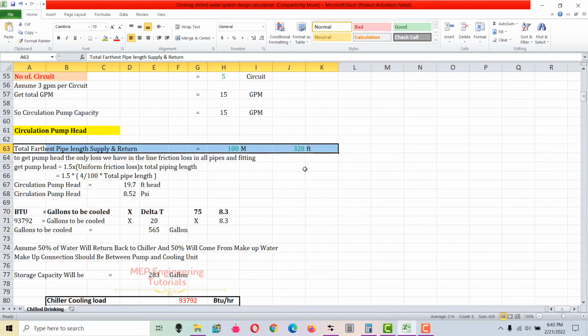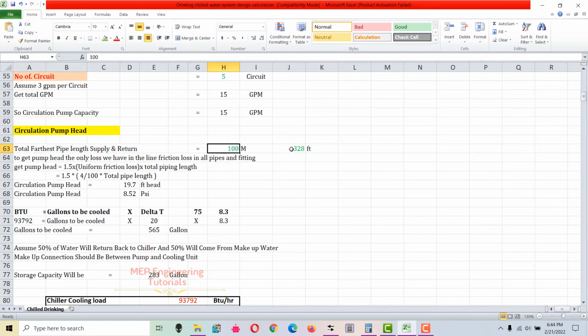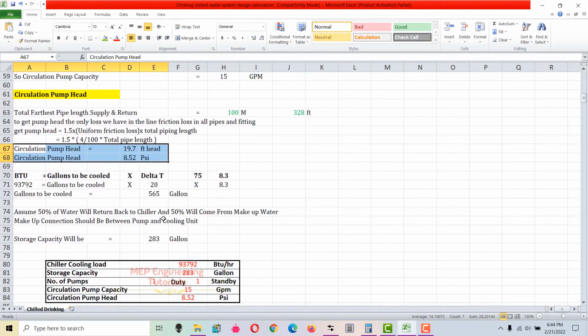That means from the source of supply, which in that case is the circulation pump, to the furthest outlet in the drinking chill water system, you have to check the length. Let's say it's 100 meter, which is equal to 328 foot. So you have to use this value in here. So circulation pump head will be 1.5 into 4 divided by 100 into 328. So head calculated here is 19.7 feet. If you want to convert this into psi, just multiply this with 0.433, you will get the head loss of the circulation pump in psi.